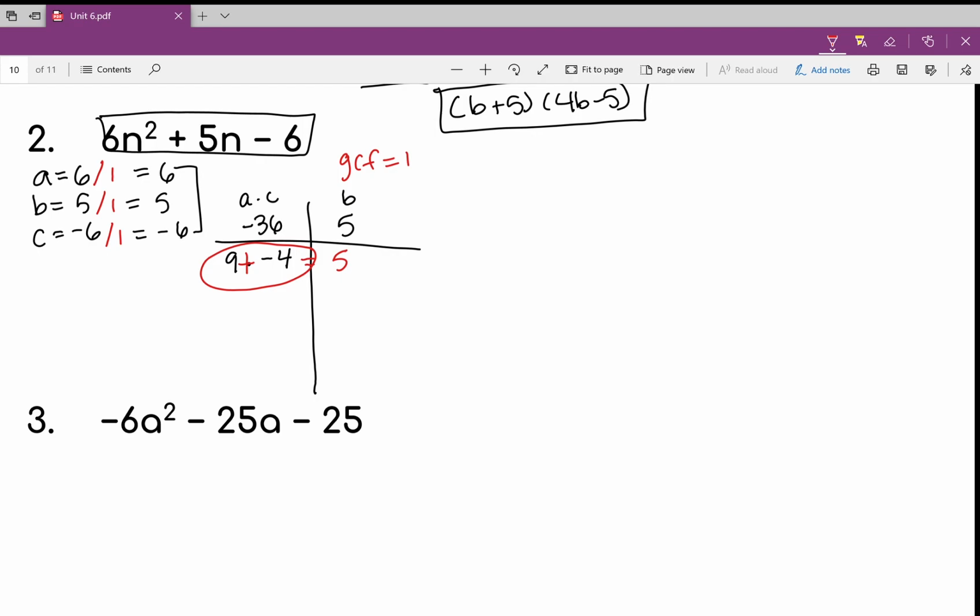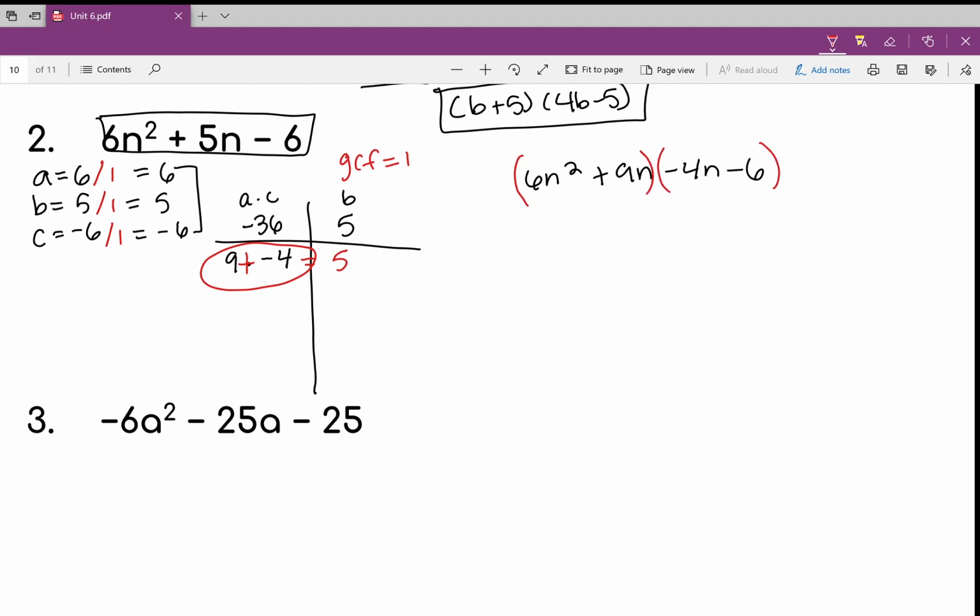Okay. So I'm going to go ahead and rewrite it. So I have 6n squared plus 9n minus 4n minus 6. Notice that since there's a 6 on both sides of our equation, it didn't really matter where I put the 9 and where I put the -4, because either way it's going to get attached to a 6. So in this case, it didn't really matter. So I'm going to go ahead and group them.